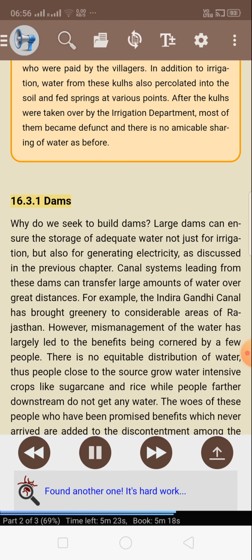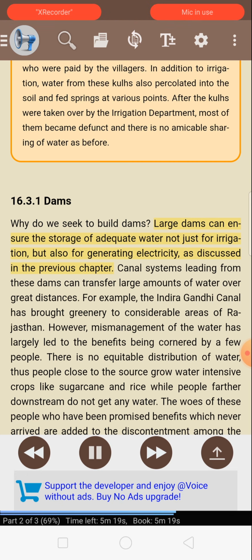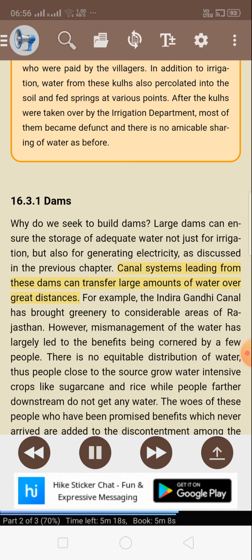16.3.1 Dams. Why do we seek to build dams? Large dams can ensure the storage of adequate water not just for irrigation, but also for generating electricity, as discussed in the previous chapter. Canal systems leading from these dams can transfer large amounts of water over great distances. For example, the Indira Gandhi Canal has brought greenery to considerable areas of Rajasthan. However, mismanagement of the water has largely led to the benefits being cornered by a few people. There is no equitable distribution of water, thus people close to the source grow water-intensive crops like sugarcane and rice while people farther downstream do not get any water.